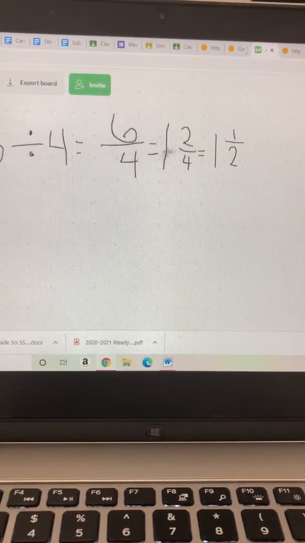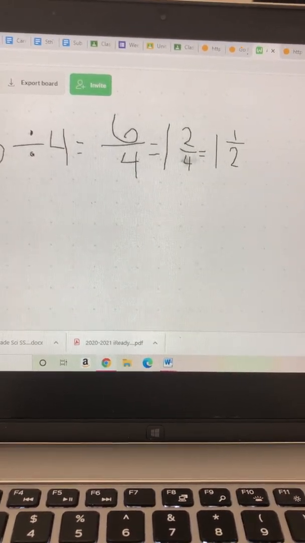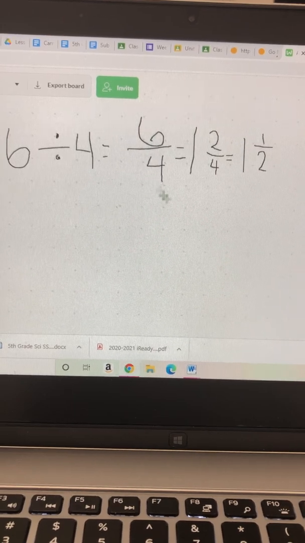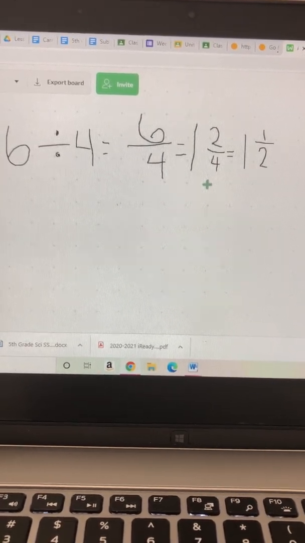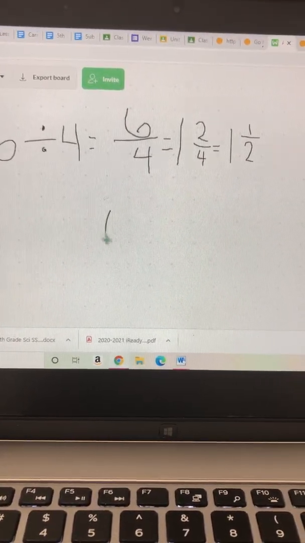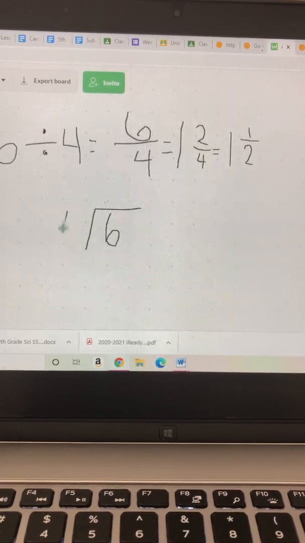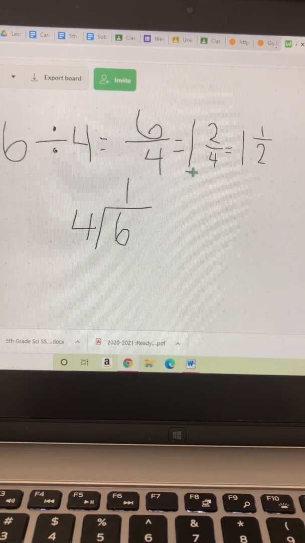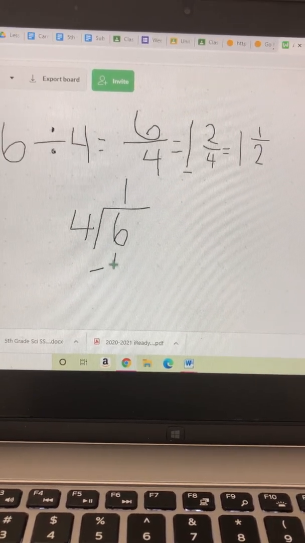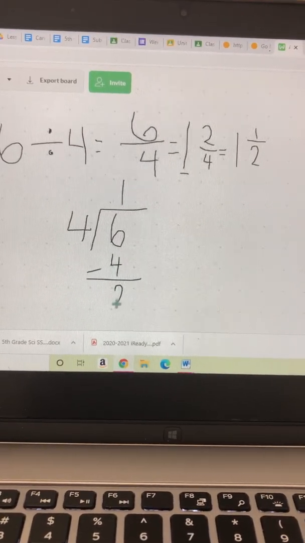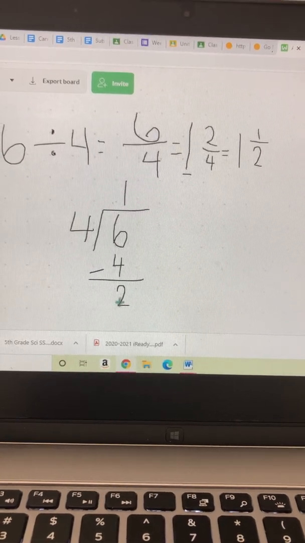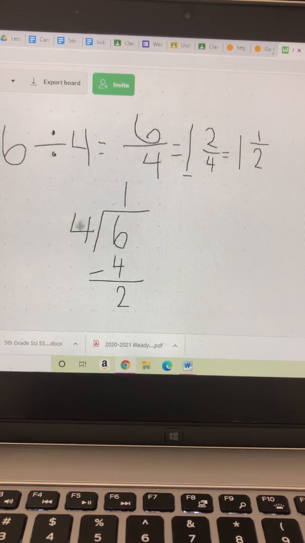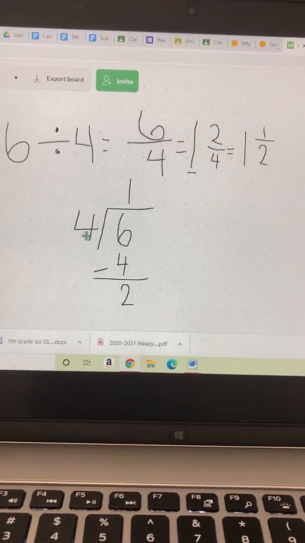Now let me break it apart for you, showing you how I got 2/4, just in case we forgot. When you turn an improper fraction into a mixed number, what you're doing is initially dividing. 6 divided by 4, 4 into 6 one time, that's where this whole number comes from. Subtract the 4. Remember that your remainder is your numerator, and then the denominator stays the same, which is the divisor in this case. Okay.